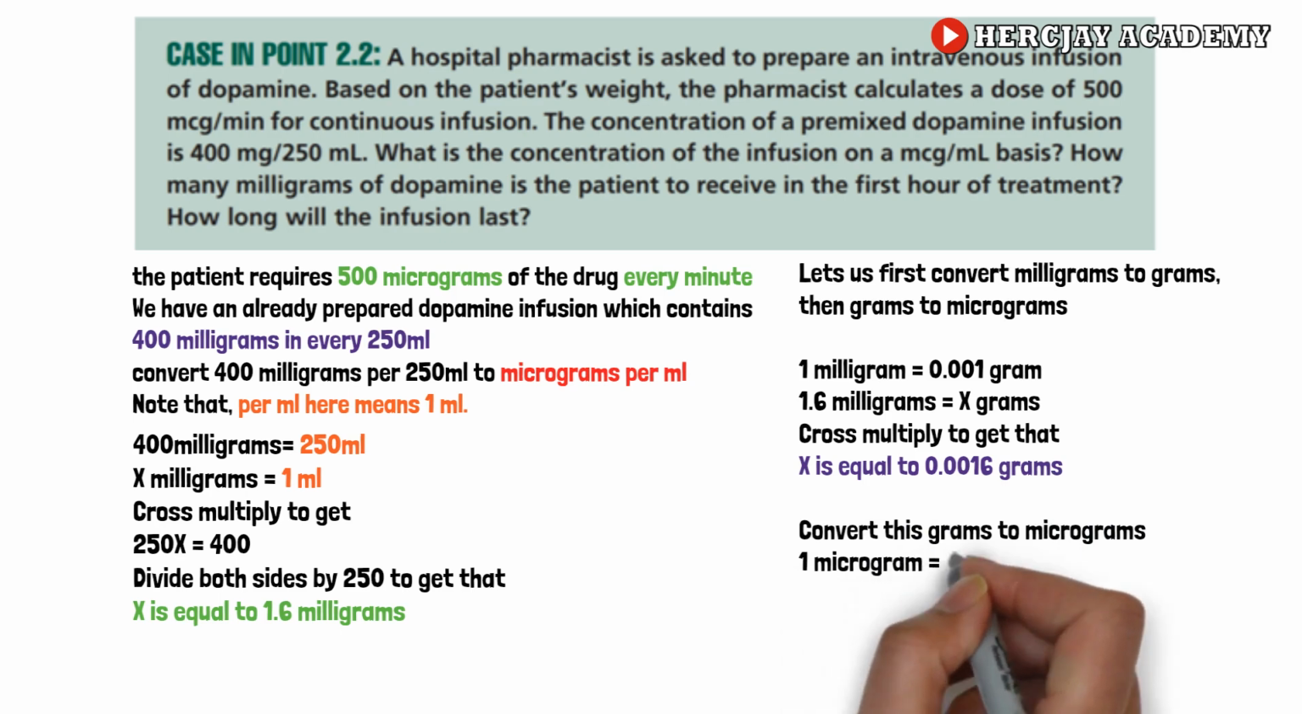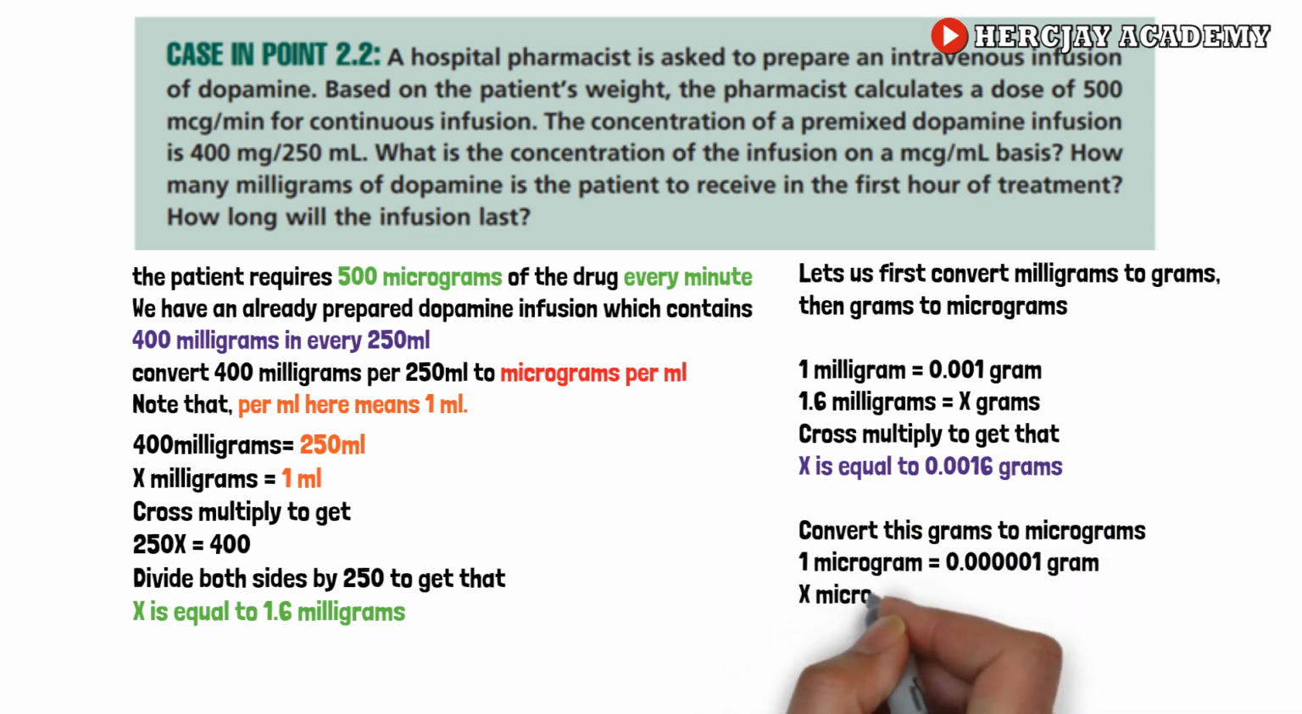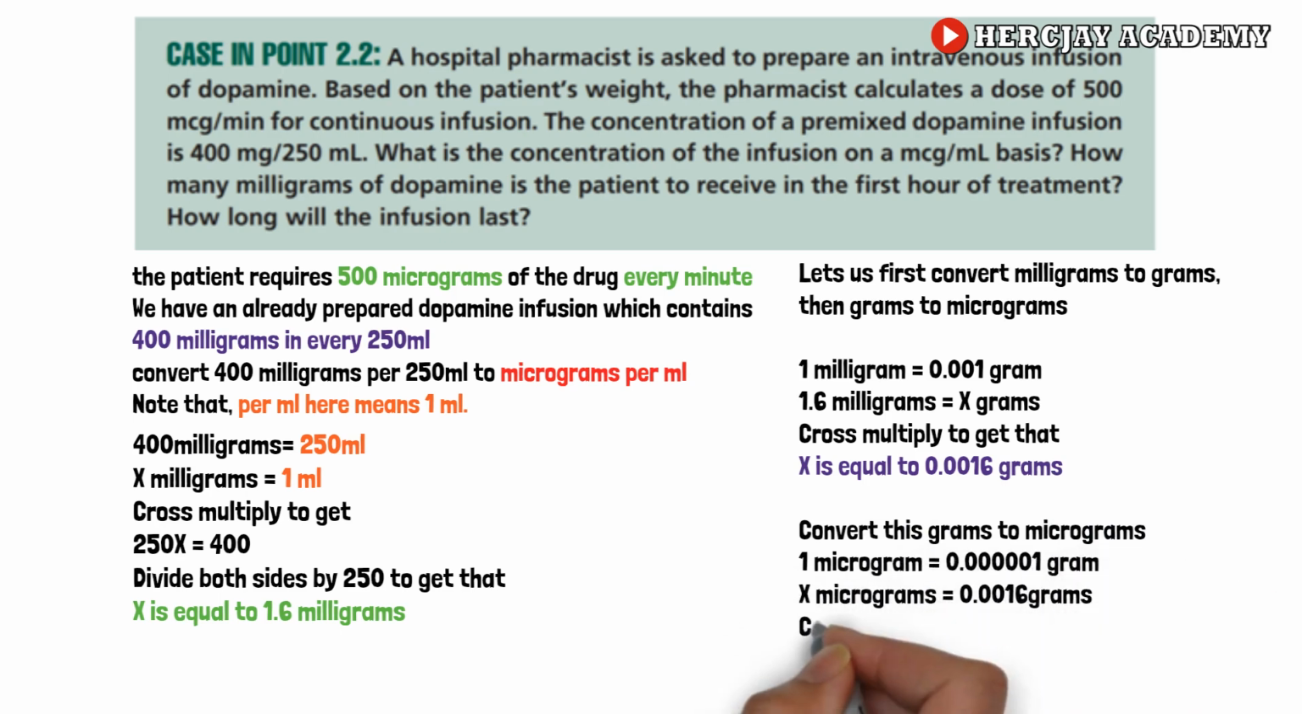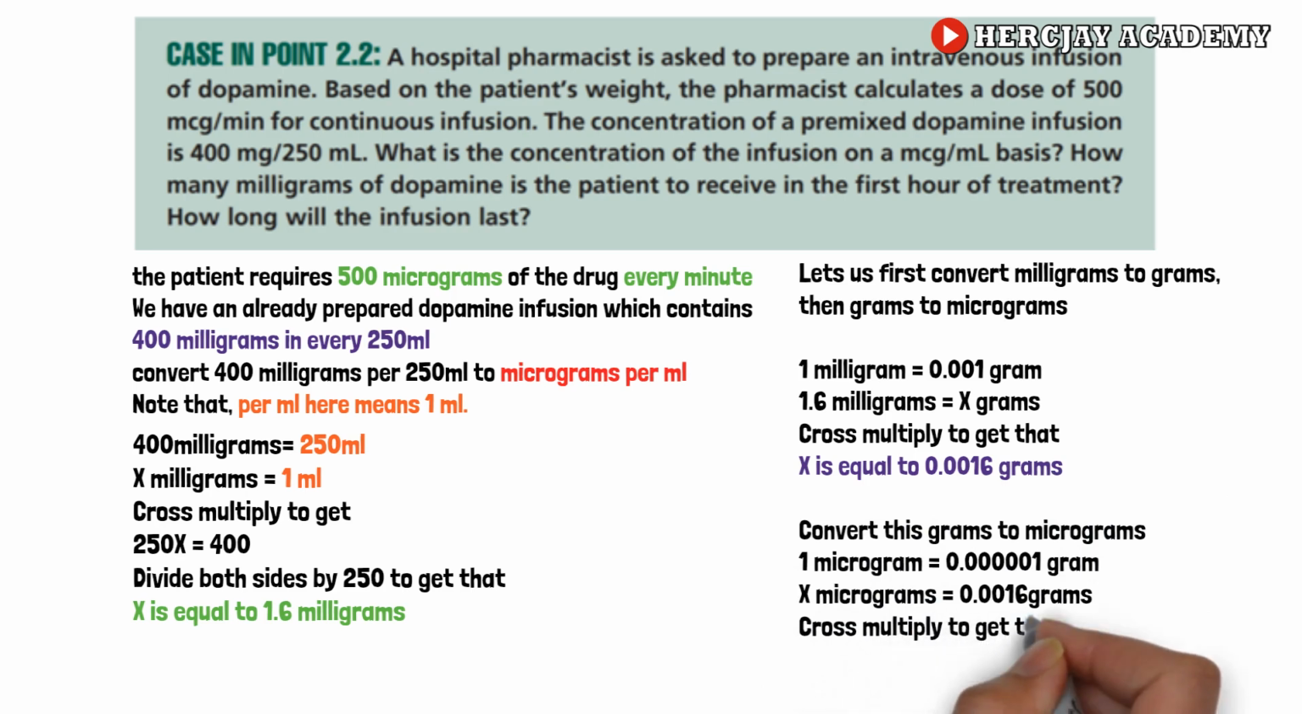Convert these grams to micrograms. 1 microgram is equal to 0.000001 gram. X micrograms is equal to 0.0016 grams. Cross multiply to get that X is equal to 1600 micrograms per ml. That is the answer for question A. The case in point.